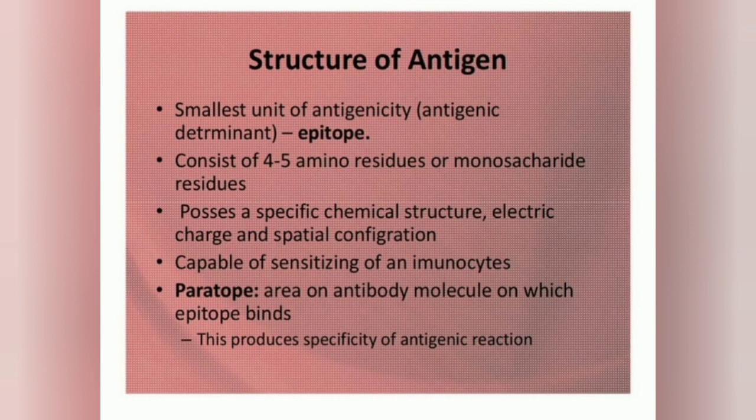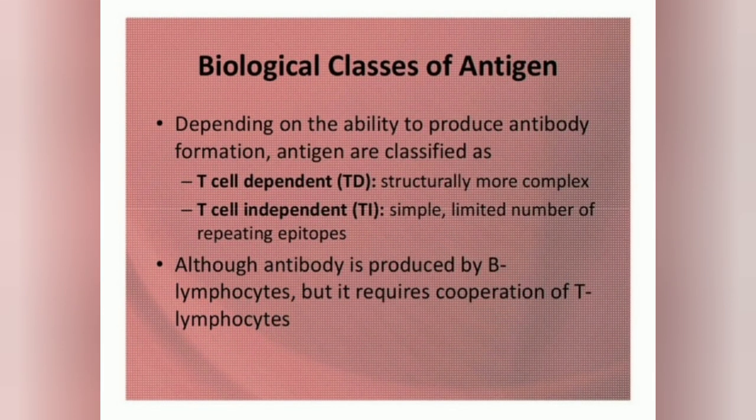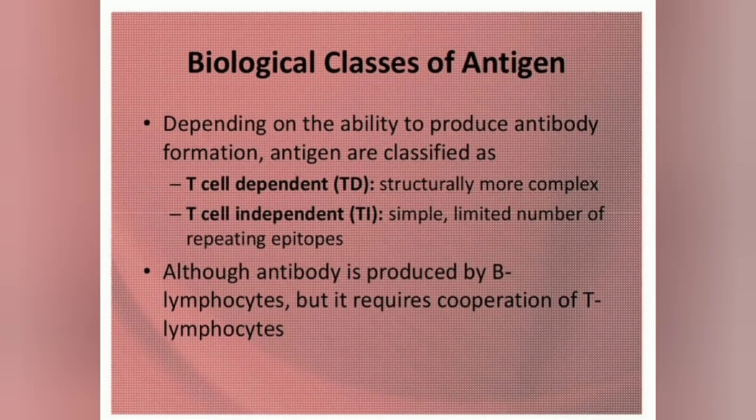Now we have to know the biological classes of antigen. Depending on the ability to produce antibody formation, antigens are classified as T cell dependent, shortly TD, which are structurally more complex, and T cell independent, shortly TI, which have simple, limited numbers of repeating epitopes. Although antibody is produced by B lymphocytes, it requires the cooperation of T lymphocytes.